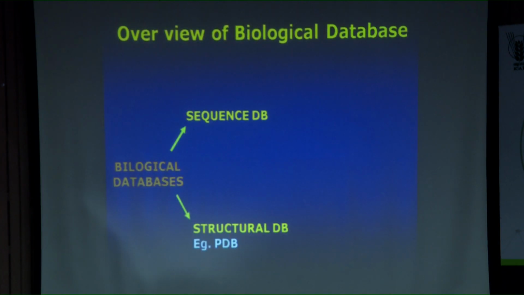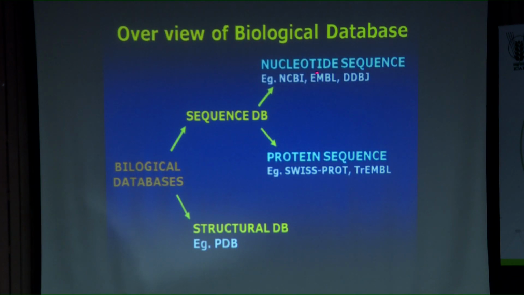Next. So, these biological databases are mainly of two types. One is the sequence database and the second one is called the structural database. The sequence database is again divided into two parts: the nucleotide sequence database and the protein sequence database. The structural database is PDB, the protein database where different structures of protein have been deposited. Now, in the nucleotide sequence database there are three major players: NCBI, that is National Center for Biotechnology Information from USA, EMBL, European Molecular Biology Laboratory from European countries, and DDBJ, DNA Data Bank of Japan. So, these are the three major players for the sequence database.